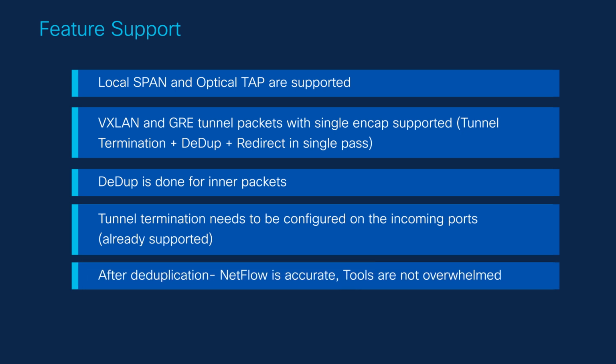Once after deduplication, we can enable all other features like NetFlow or replicating to your tool ports. That way, the NetFlow that you generate from the raw packets after deduplication is more accurate, and the packets that you are ingesting to your tools are more controlled. You are not sending any duplicate packets, and the tools are also not getting overrun because of the deduplication feature.